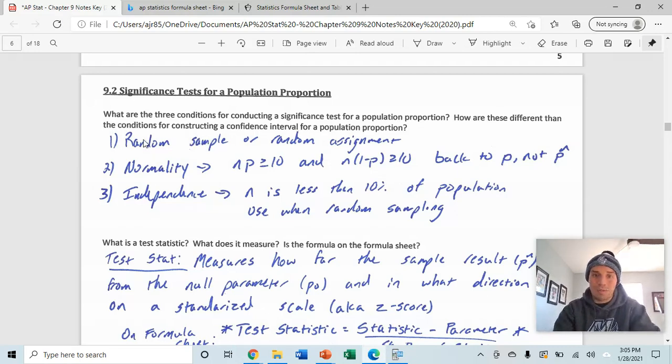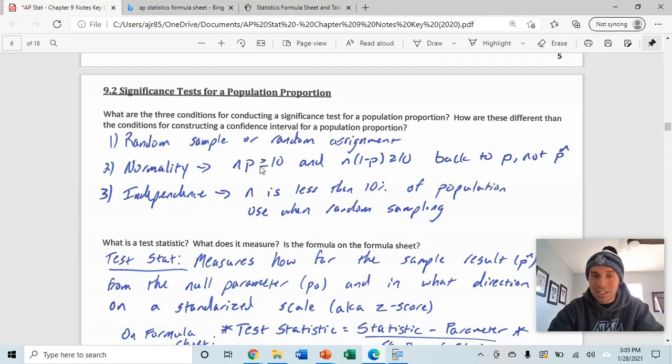So condition 1 is the random sample or random assignment condition, depending on whether we're dealing with a random selection, a random sample, or an experiment, where there would be random assignment. Your second condition is your normality condition, which in this case is your large counts condition. Notice we're back to n times p. When we dealt with confidence intervals, it was p hat because there was no p to use.